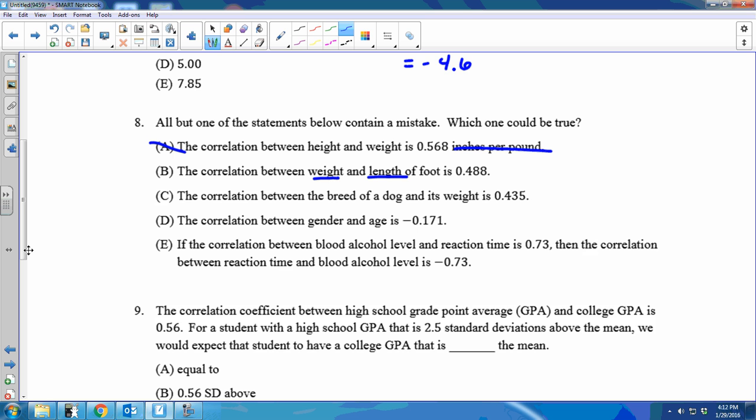C, the correlation between the breed of a dog and its weight is 0.435. That is incorrect because breed is not a quantitative variable, it's categorical, so you can't calculate a correlation. D, the correlation between gender and age is negative 0.171. So that is incorrect because, again, gender is not a quantitative variable. And then E, if the correlation between blood alcohol level and reaction time is 0.73, then the correlation between reaction time and blood alcohol level is negative 0.73. Those would be exactly the same. So again, the correct answer had to be B.